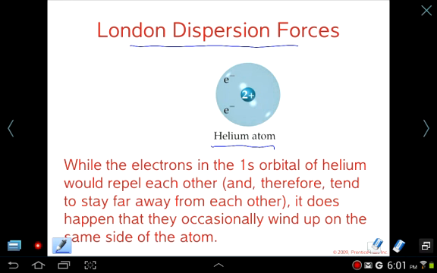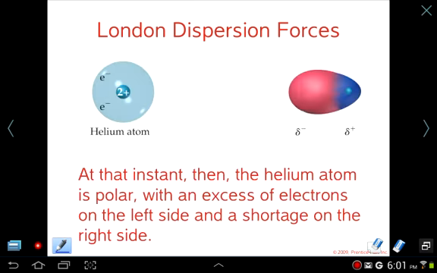So helium has 2 protons and 2 electrons, and here it says the electrons in the 1s orbital of helium will repel each other and tend to stay away from one another. So these are the 2 electrons. Usually they repel one another. It happens occasionally that they wind up on the same side of the atom. In this case, the electrons wind up on the same side of the atom, and this will give that side a slight negative charge. So this is the picture that you see. You get both electrons on this side of the atom, and what we have then is a shortage of electrons, so a slightly positive charge on this side and a slightly negative charge on this side.